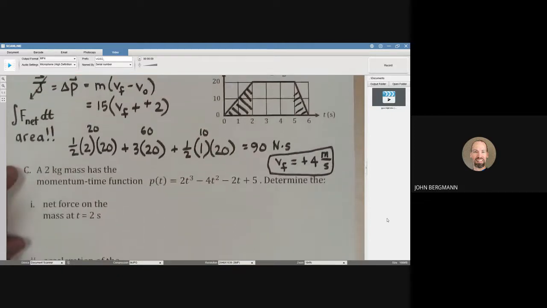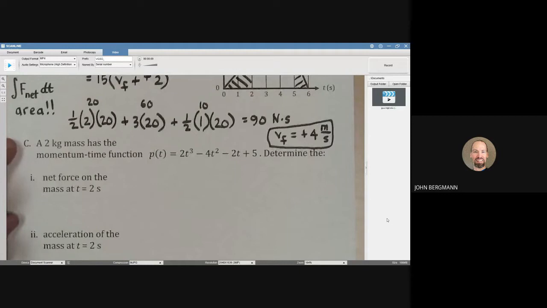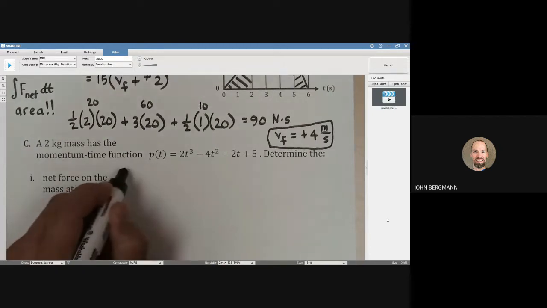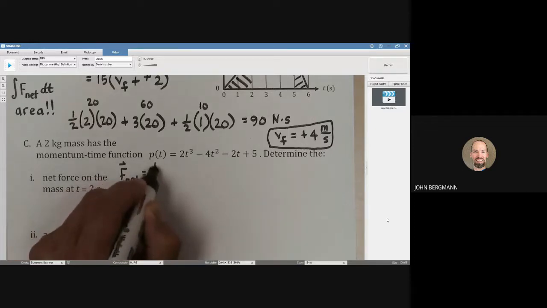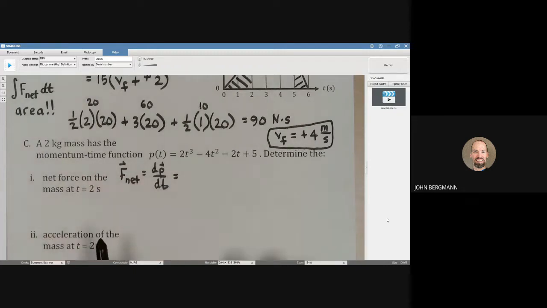Let's look at the next problem. We've got a 2 kilogram mass, and it has the momentum time function given there, and we want the net force on the mass at t equals 2 seconds. So we need to remember here that the net force is the time derivative of momentum. So we need to take the time derivative of this.